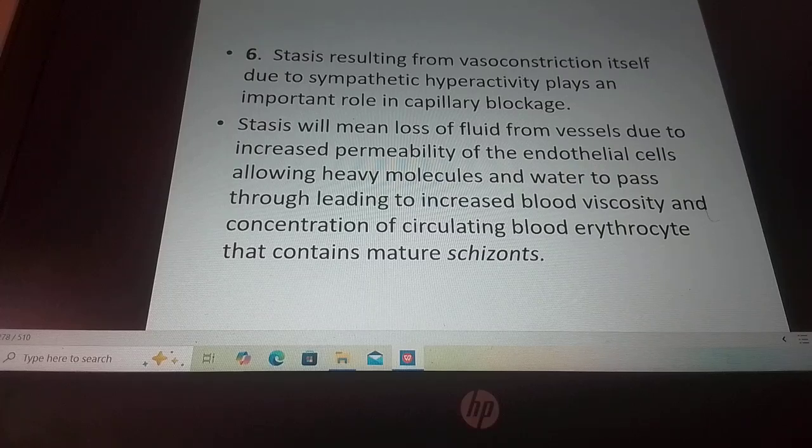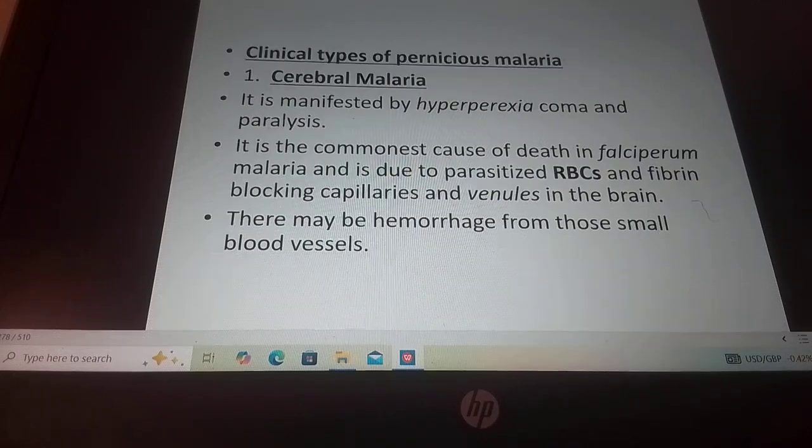Now, another one, the stasis, resulting from the vasoconstriction itself due to sympathetic hyperactivity, plays an important role in the capillary blockage. So stasis will mean loss of fluid from the vessel due to increased permeability of the endothelial cells, allowing heavy molecules and water to pass.